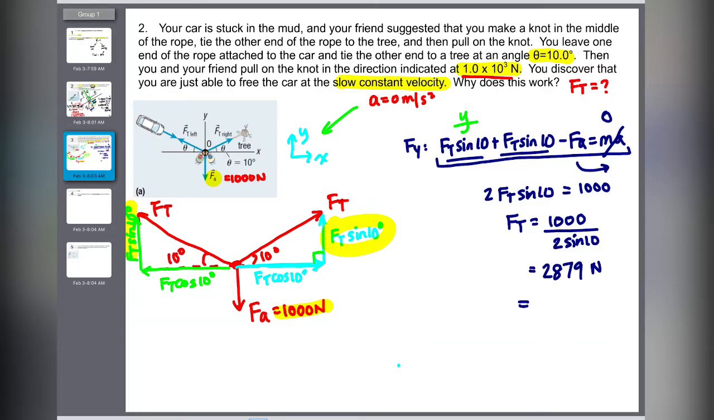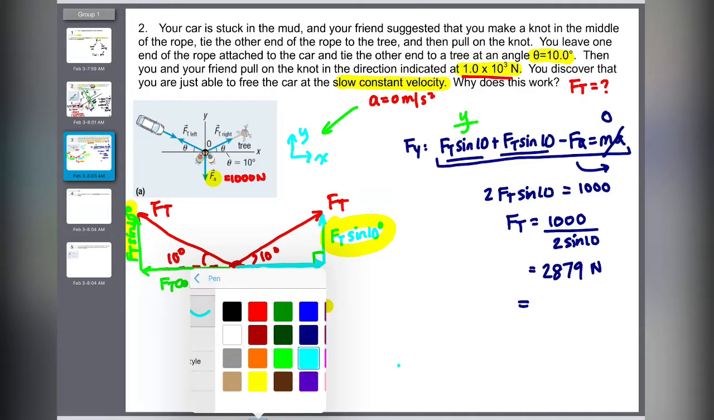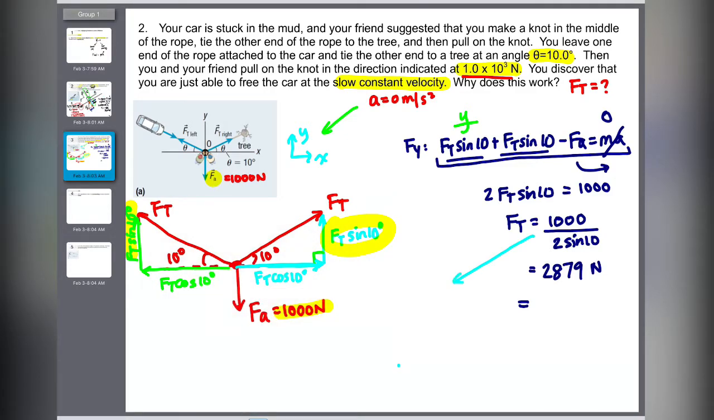So be careful. When people punch it in the calculator, this is just a side note. Most of you should be good, but just a little reinforcing. Okay, you can go 1000 divided by 2. Do you, on your calculator, then do divided by sine 10 or multiply by sine 10?